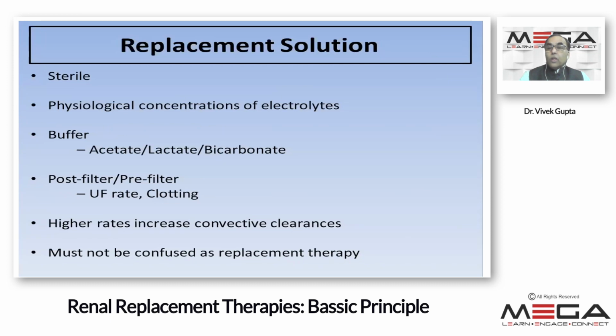Replacement solution is different, because it comes directly into the blood, whereas the dialysate solution does not come in direct contact with the blood. It is separated by the semi-permeable membrane. Replacement solution has to be sterile because it comes into direct contact with the blood. It is administered directly into the blood, and it should have the physiological concentration of electrolytes. It has to have a buffer. It can be acetate, lactate, or bicarbonate.